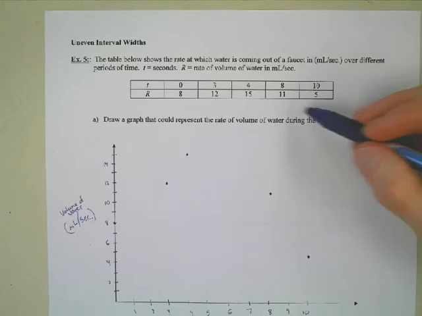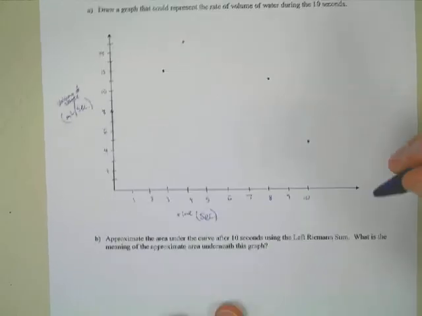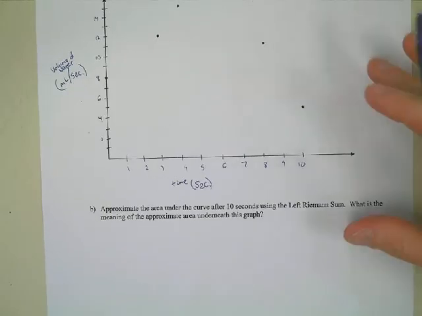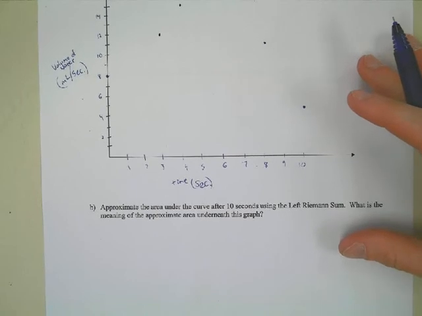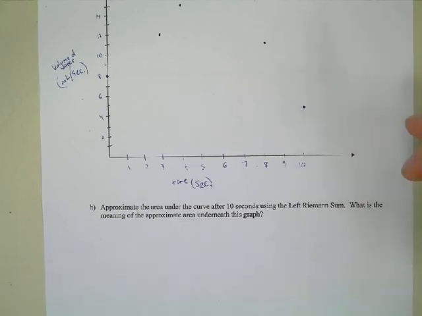All right, so we're going to approximate the area under the curve after 10 seconds, so after these 10 seconds we got here, using a left Riemann sum. What is the meaning of the approximate area underneath this graph? So, again, no rectangles, but how many rectangles can we do?